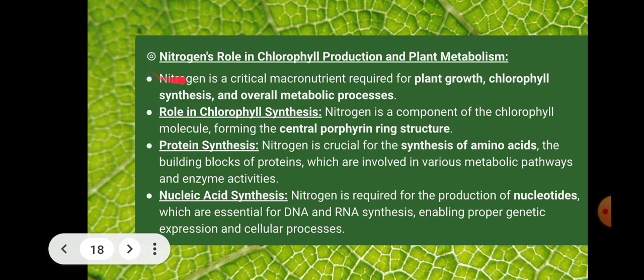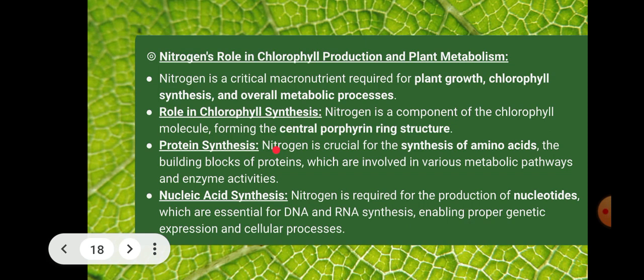The next element is nitrogen. Nitrogen is a very critical macronutrient which is required for plant growth, chlorophyll synthesis, and overall metabolic processes occurring in the plant body. The role of nitrogen in chlorophyll synthesis is that it is a very important component in the chlorophyll molecule, and it forms the central porphyrin ring structure.